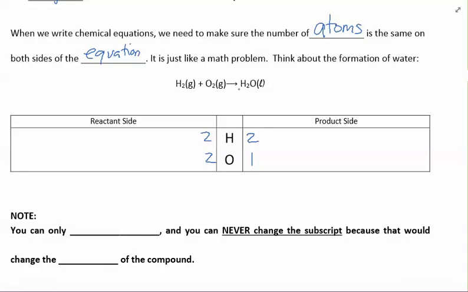So for water, it gives me 1 oxygen, but on the reactant side, I have 2 oxygens. So in order to balance the oxygen, I have to put a 2 in front of the water. What that 2 will do is change the quantity of oxygen to 2 and change the quantity of hydrogen to 4. So now I have oxygen balanced, but hydrogen is not.